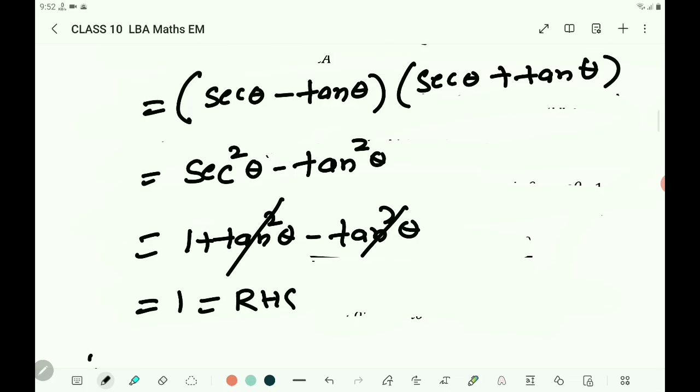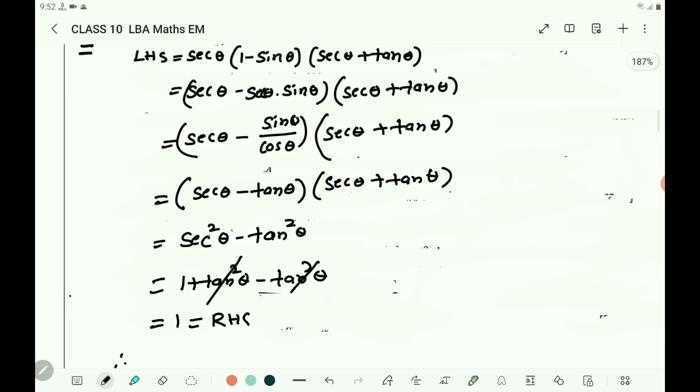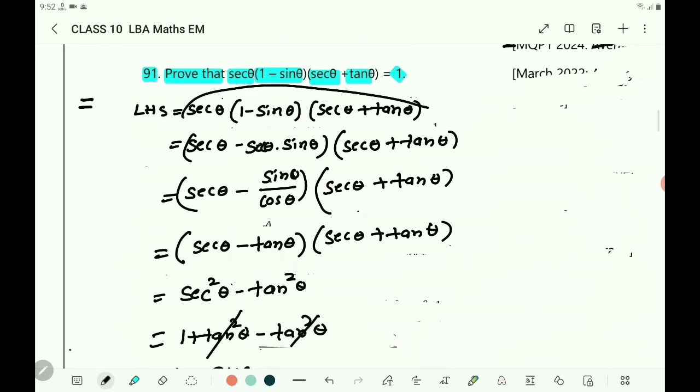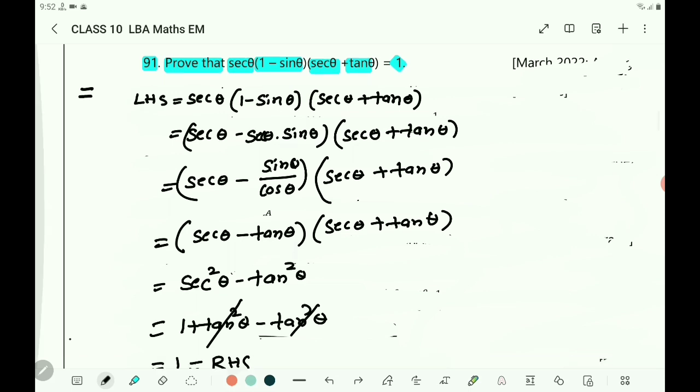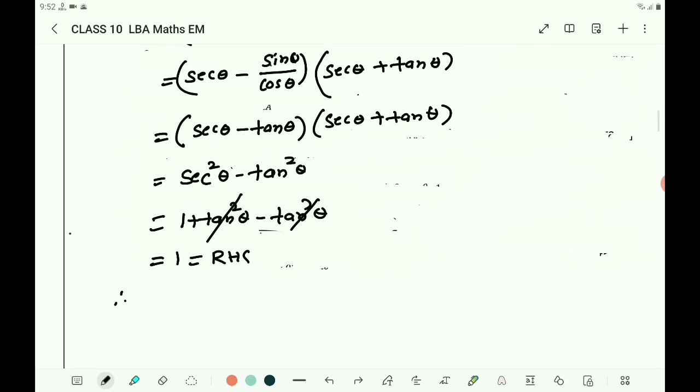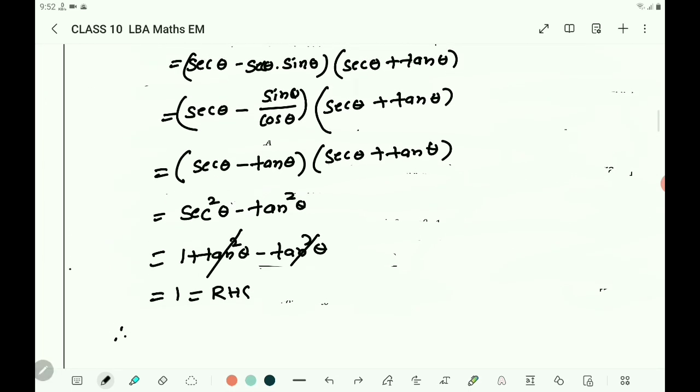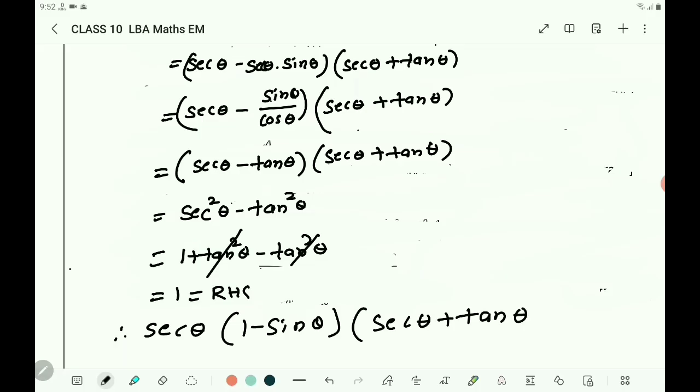Therefore, here you write secant theta into 1 minus sin theta into secant theta plus tan theta is equal to 1.